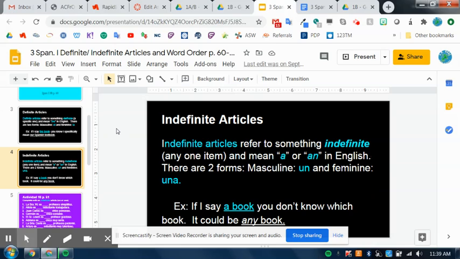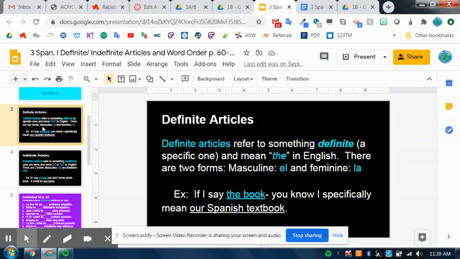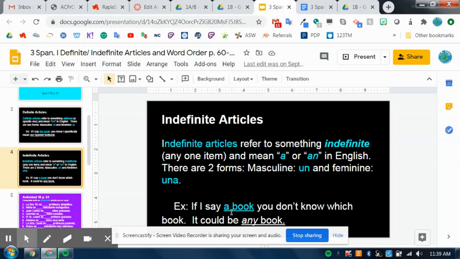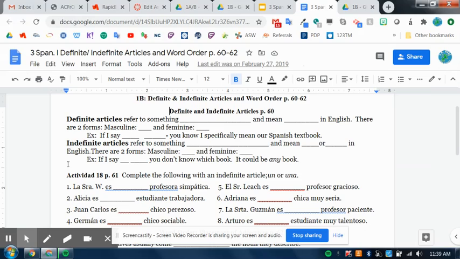All right, indefinite articles are not as clear, and they mean a or an in English. We use un for masculine nouns and una for feminine nouns. They're not as clear, so like if I was saying I need a book, you don't necessarily know which book, as opposed to a definite article. If I said I need the book, you know I probably mean the Spanish book or whatever book is in front of us. As opposed to a book, with an indefinite article, it's not as clear. Go ahead and fill that in up here.